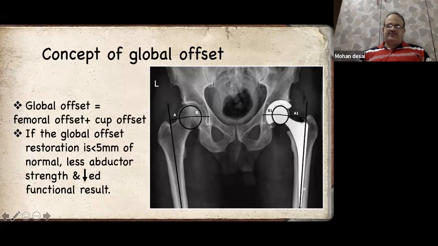And what is the consequence of the reduction of the global offset? If it is reduced by more than 5 mm, then we have lesser abductor strength and decreased functional result, and these patients are usually not happy. So usually we medialize the hip, so you slightly increase the femoral offset. That will also give stability to the hip, and it will also improve the abductor power.